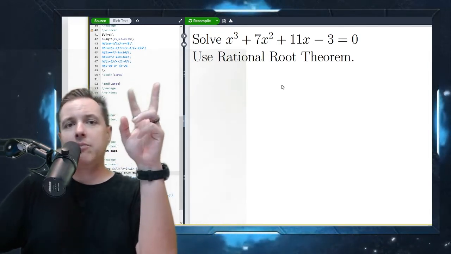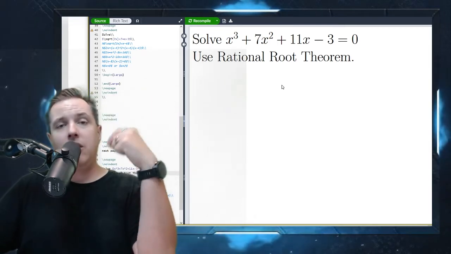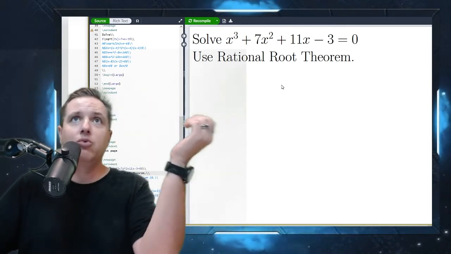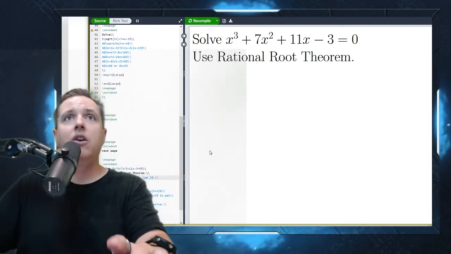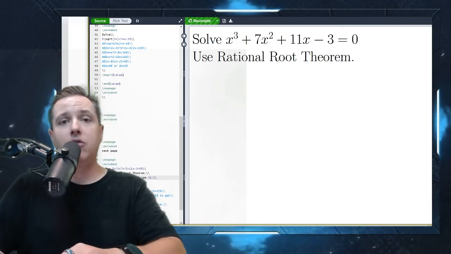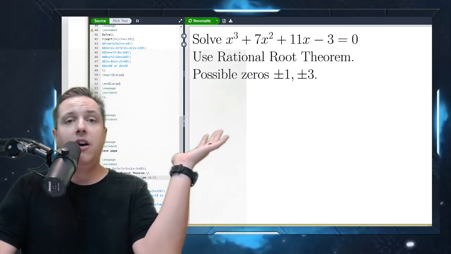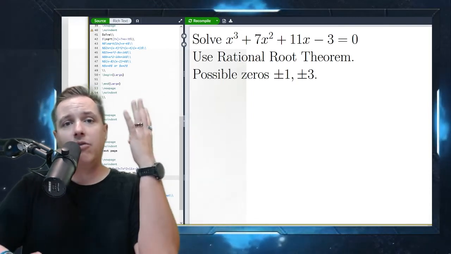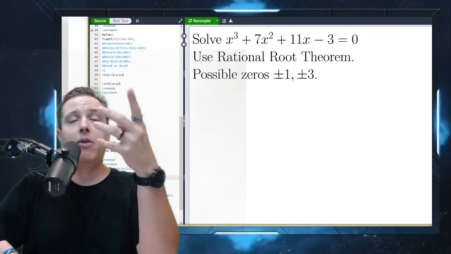So if we look at the possibilities in the numerator, plus or minus 1, plus or minus 3, and the numbers in the denominator, which is just plus or minus 1, that means that our possible rational zeros here are plus or minus 1, plus or minus 3. So that's good. We've narrowed it down from a whole infinite of everything possible. We've narrowed it down to 4 possible rational numbers that can be zeros of this polynomial.